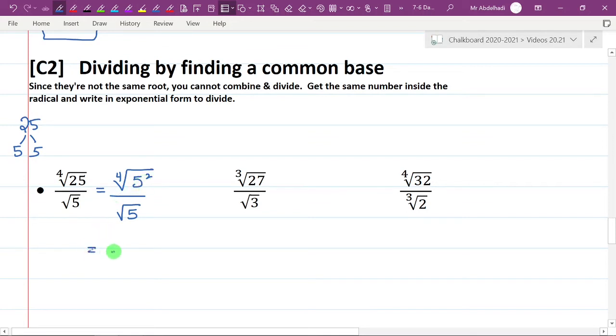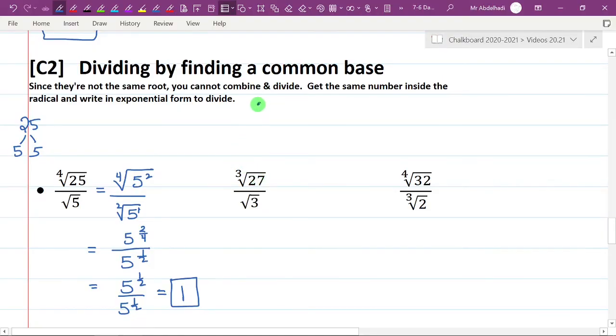So this becomes, on the top, 5 to the 2/4, which we will reduce. And this becomes 5 to the, well, this is a power of 1, invisible 1, invisible 2. So this is 5 to the 1/2. And reduce these to lowest terms. This is 5 to the 1/2 over 5 to the 1/2. It's a fraction over itself, so it equals 1. And you're done. Okay. How about this one here?